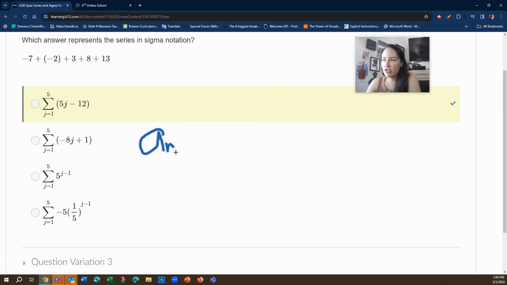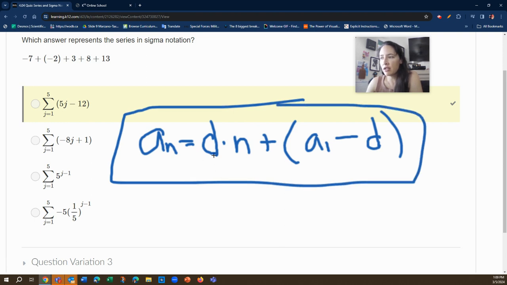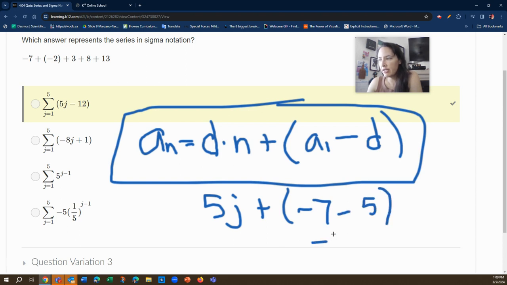If you rearrange that formula for an arithmetic sequence, you will get the explicit formula that looks like this. The common difference times n plus your first term minus your common difference. I like this formula better. It's pretty quick. It's a lot quicker because look, our common difference, let's just use j. It would be 5 times j. And then our first term would be negative 7 minus 5, our common difference. And that's negative 12, where really this one's closer. So up to you. It's from the same exact formula from your book. I just rearranged it using the powers of algebra.